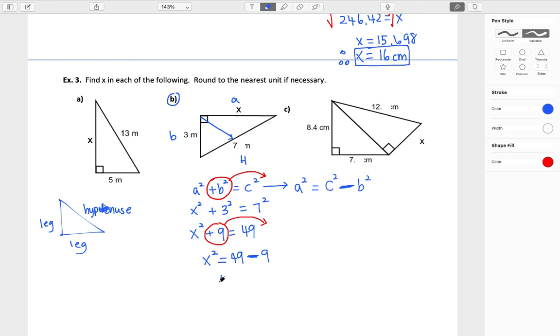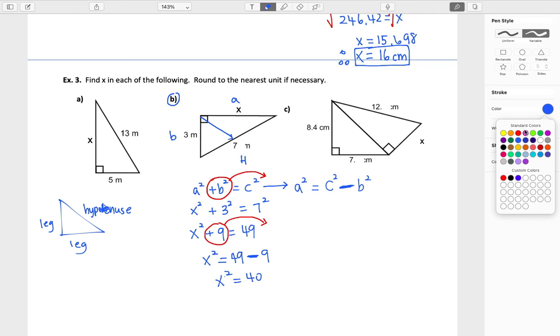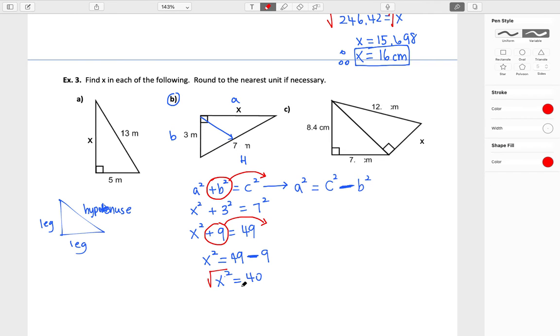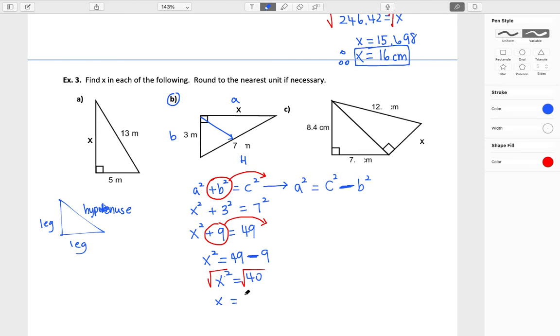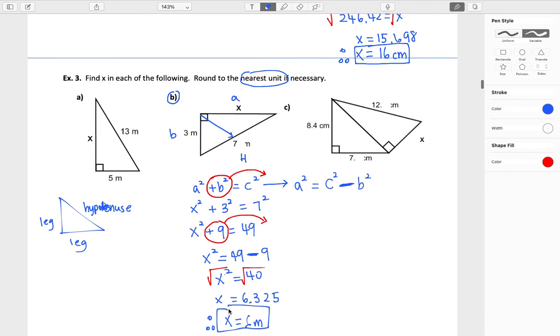So x squared is equal to 40. And don't forget, we've got to square root it. Square root and square root. Then the square root of 40 should give you x is equal to 6.325. If I round it to the nearest unit, which is a whole number, it's going to be 6 meters. Therefore, and don't forget, you've got to square box it.